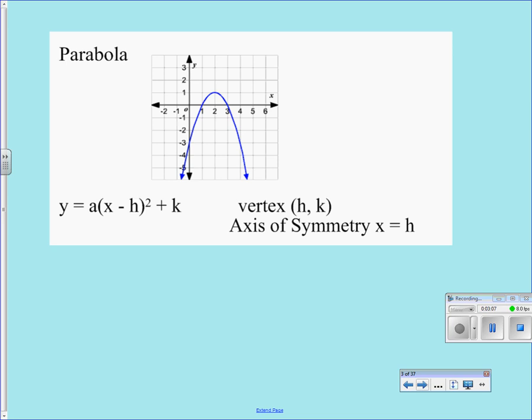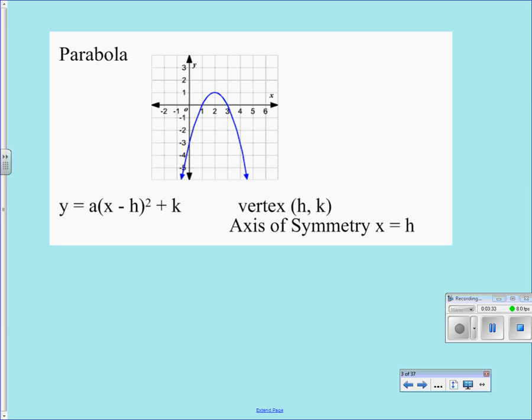The h value, get used to conics with seeing h and k. So h is going to represent my axis of symmetry, and my h, k together is going to give me my vertex. Notice that there should be a minus in front of the h, and there should be a plus in front of the k. If we don't see those signs, remember that means a negative must have been put in. So please keep that in mind.